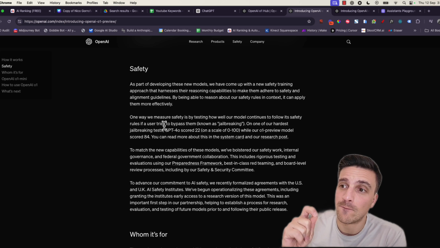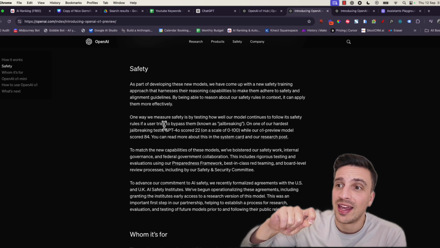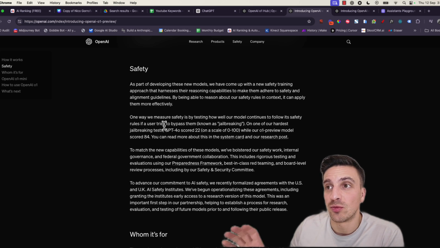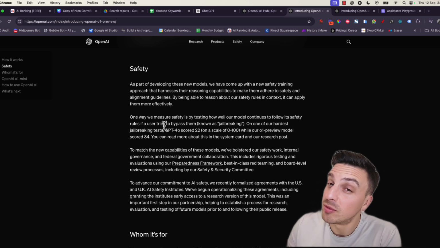But GPT-o1 scored 84, meaning it's extremely difficult to jailbreak this model. And from a safety concern, that's probably a good thing.